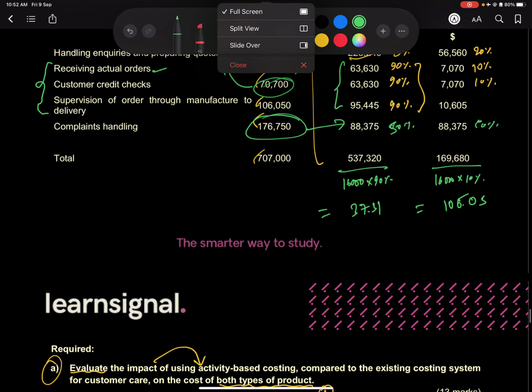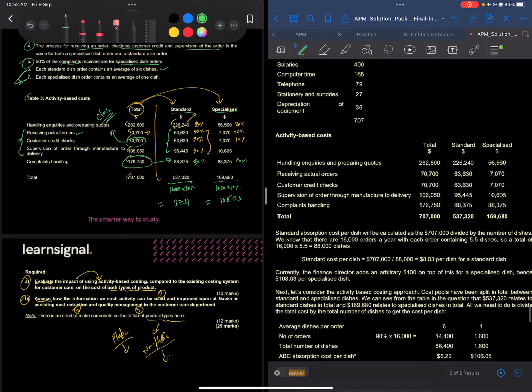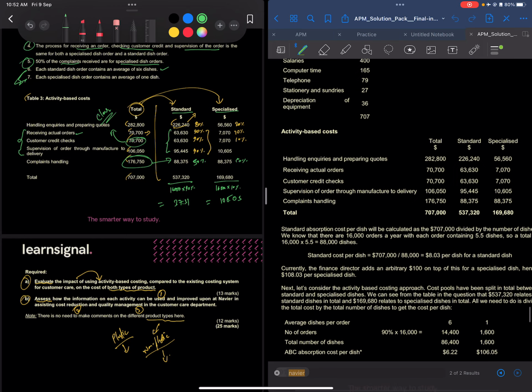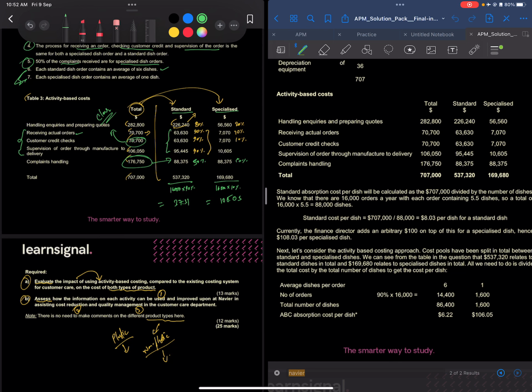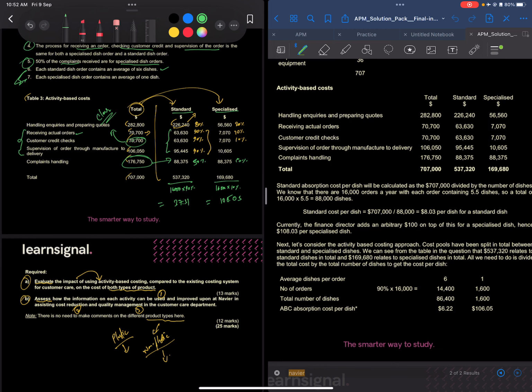Let's check our model answer as well, just to be careful. First, we need to find the standard cost. As per standard costing, currently what we are doing is 707,000 divided by 16,000 times 5.5. I'm just making a comparison here. 5.5 gives us 8.03, and the next thing is 108.03.